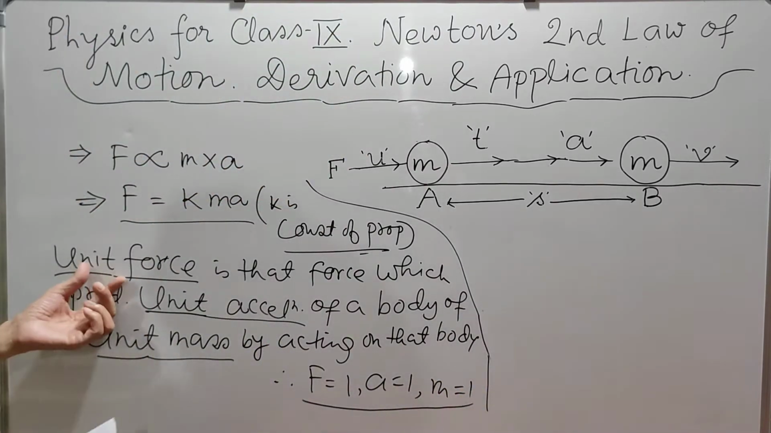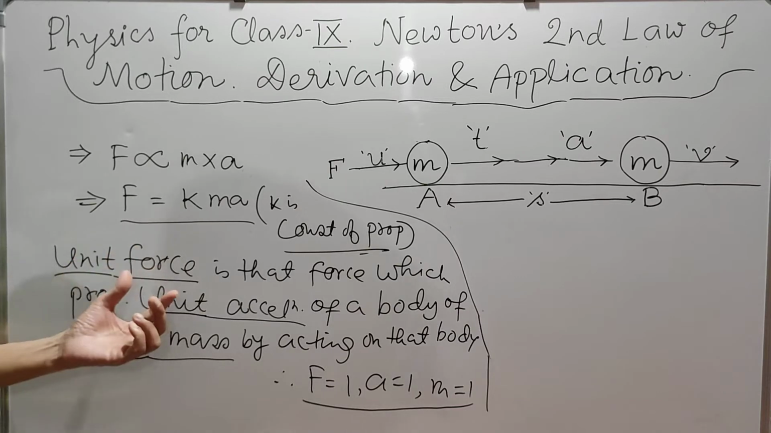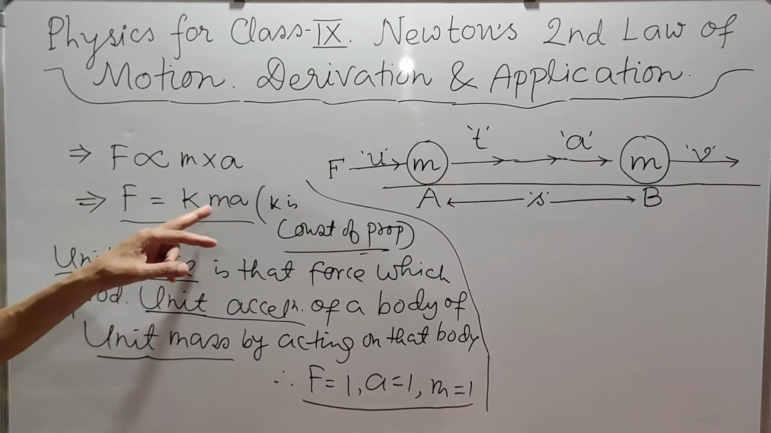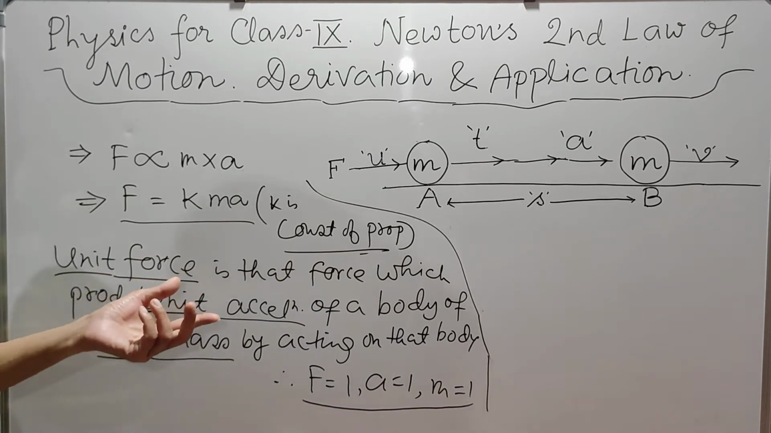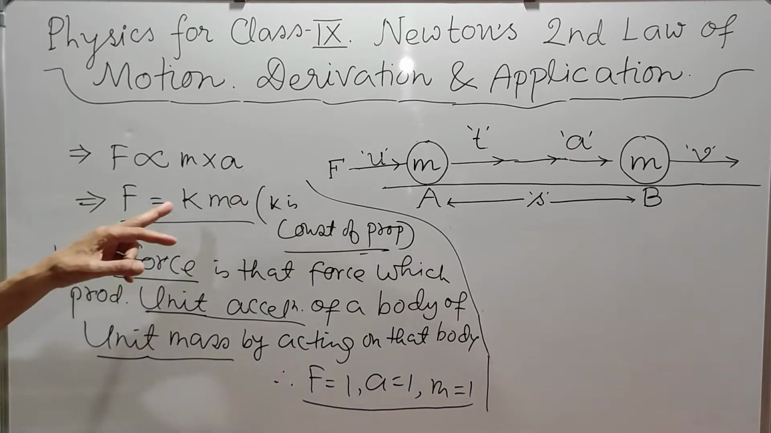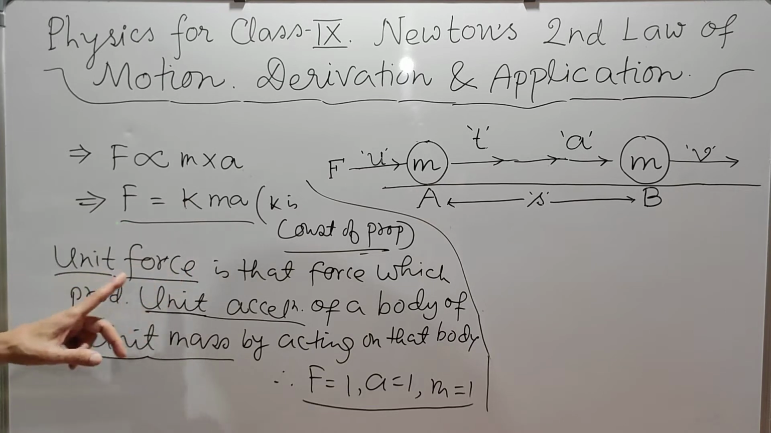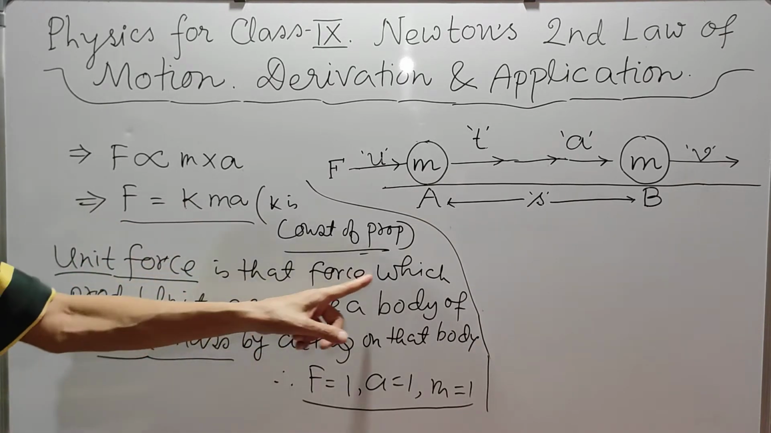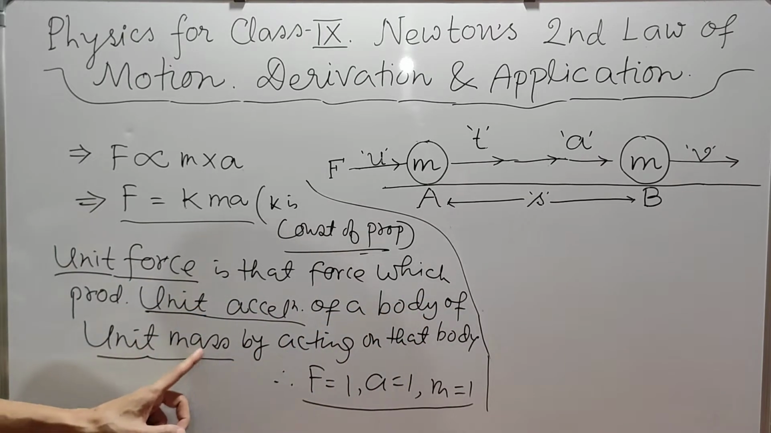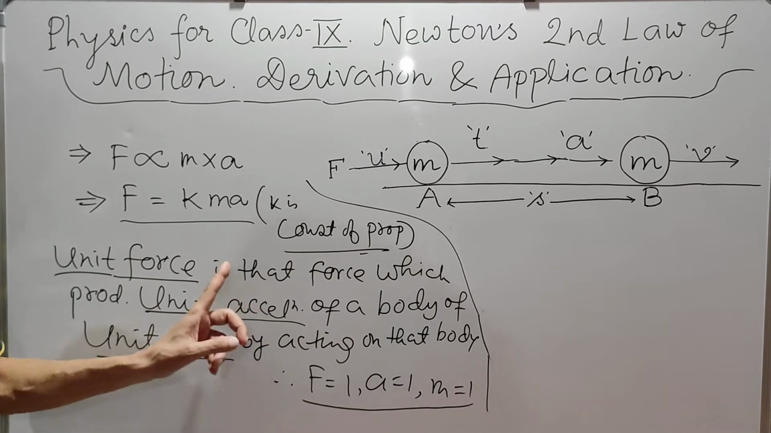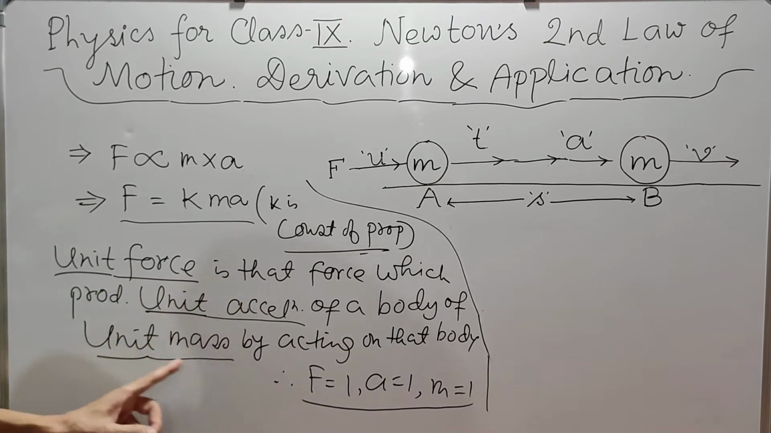Now this definition of unit force, you must write in the exam. Many students don't write it. After this, they simply write K equal to 1. But why K equal to 1? If you don't write it, then you will never get full marks. So in order to make K equal to 1, what is done? We have brought a quantity called unit force, which is defined as that force which produces unit acceleration of a body of unit mass by acting on that body. So F is 1, A is 1, M is 1.